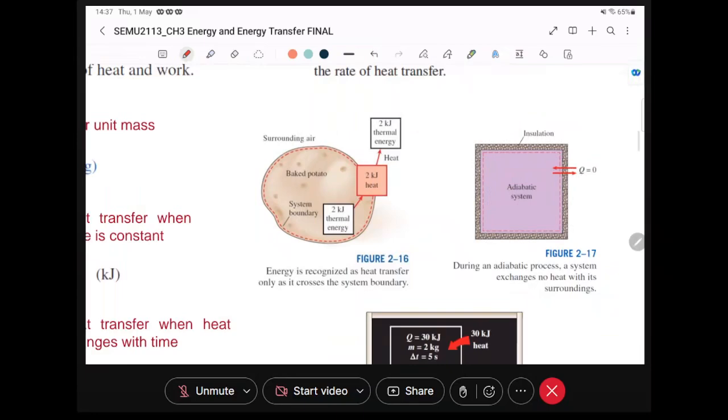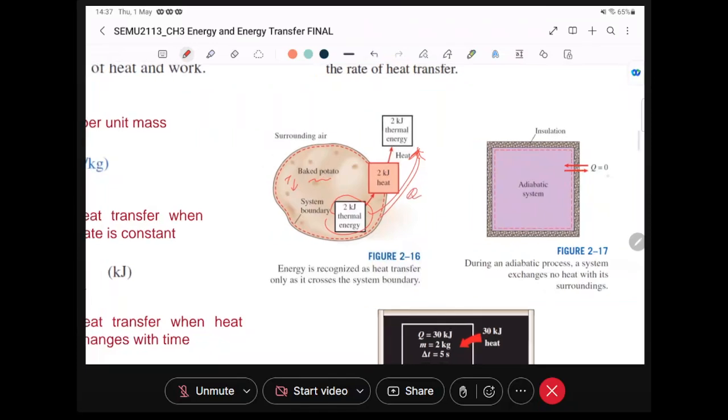Okay, so for instance, there's a baked potato, which means temperature is quite high. Surrounding temperature is lower. So then there's an energy transfer from the potato going out. As the heat is transferred out, the temperature of the potato drops. So therefore, this is a heat transfer. On the other hand, if we have a system which is fully insulated, then there will be no heat transfer in the process, which means the temperature doesn't drop.